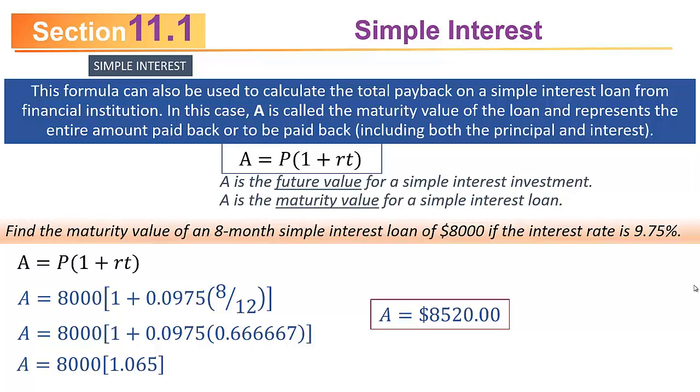$8,520. So the maturity value of an 8-month simple interest loan of $8,000 at an interest rate of 9.75% is $8,520.